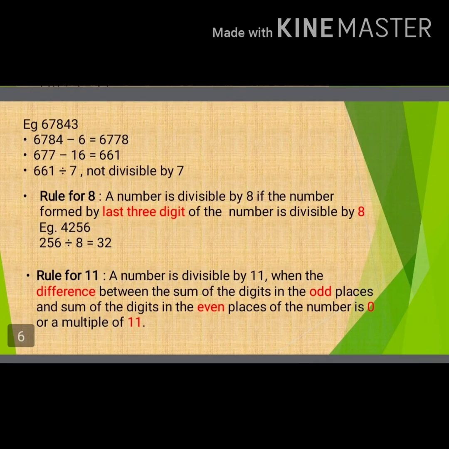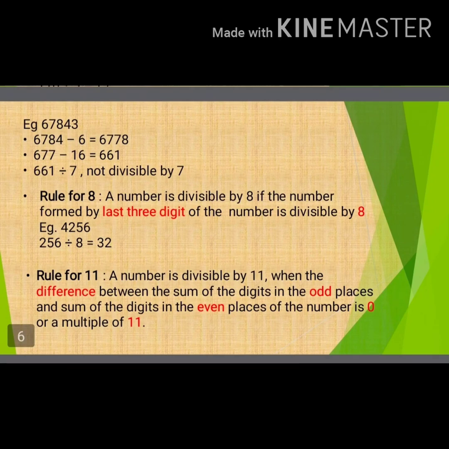Let us see the divisibility rule for 8. A number is divisible by 8 if the number formed by the last 3 digits of the number is divisible by 8. Here the example is 4256. The last 3 digits 256 divided by 8 give me 32. Therefore, the whole number 4256 is divisible by 8.